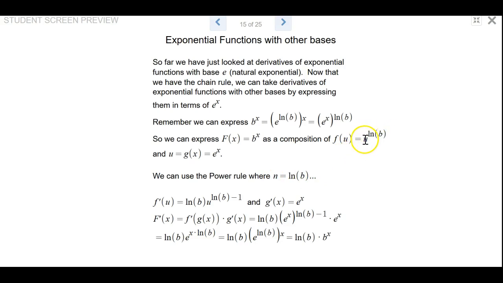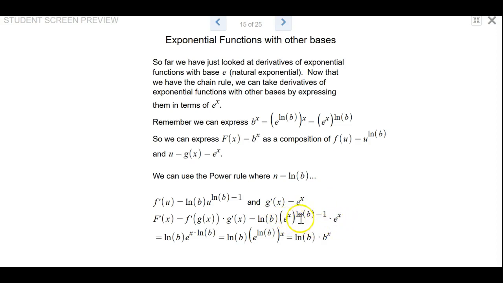So I can apply the chain rule. f prime of u is, bring down the power, ln of b, times u raised to the ln of b minus 1. And then I need to find the derivative of the inside, which is just e to the x. Now applying the power rule, I get ln of b times e to the x raised to the ln of b minus 1, which is the derivative of the outside function evaluated at the inside function, times the derivative of the inside function.